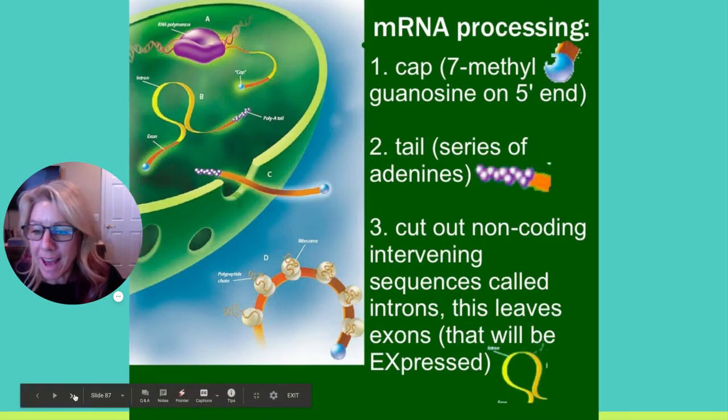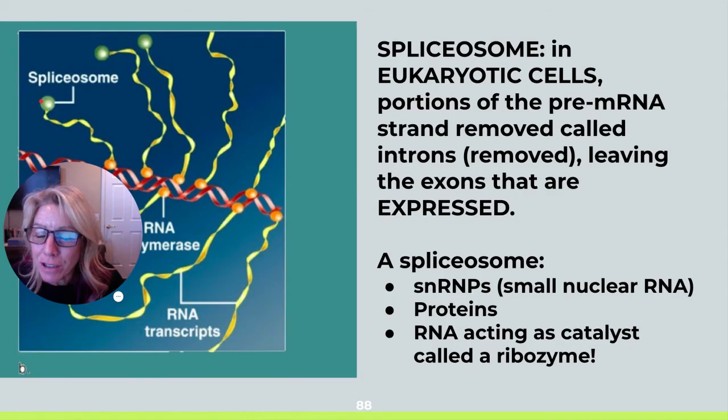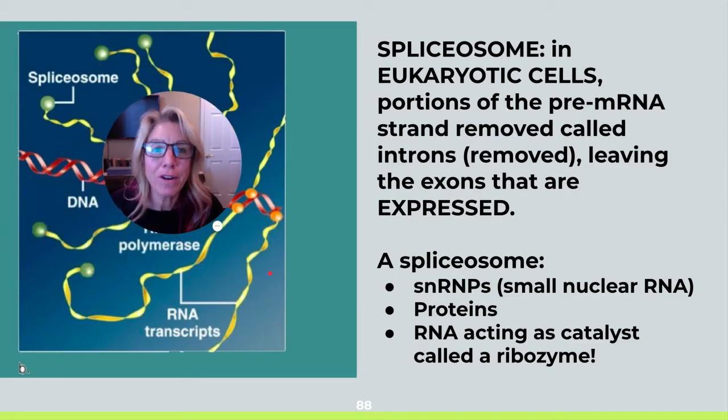So let me show you that. I think I have one right. Yeah, so this is showing you some spliceosomes in here. The orange is RNA polymerase, and then this mRNA is coming out here. These spliceosomes are going to modify your mRNA, and they are removing the introns.